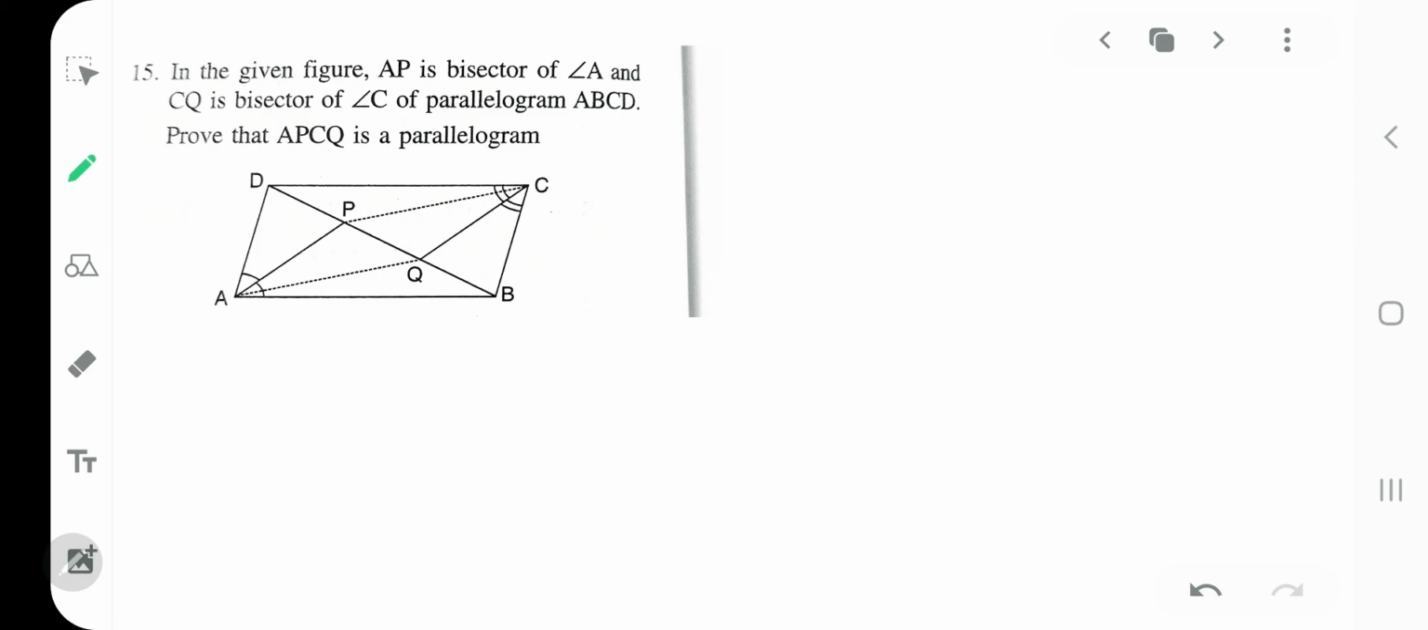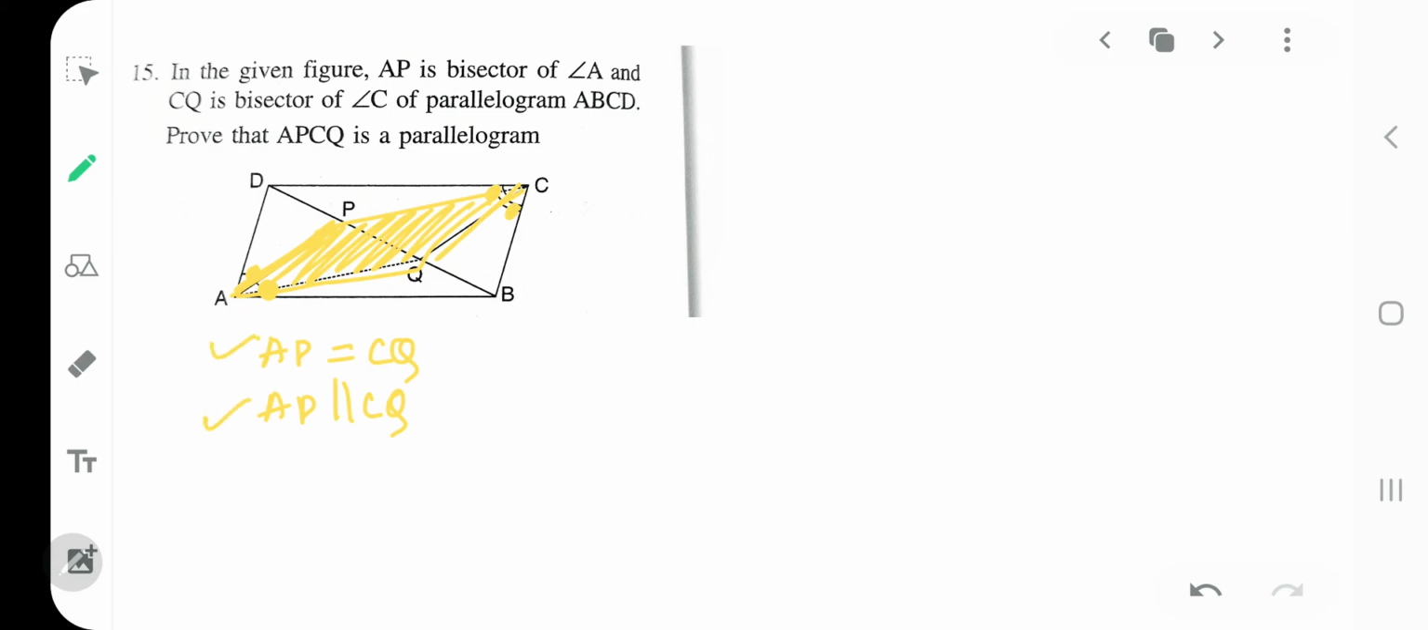In the given figure, AP is the bisector of angle A. So this angle is equal to this. And CQ is the bisector. This CQ is the bisector. So this angle is equal too. So AP and CQ are bisectors. You have to prove that APCQ is a parallelogram. That means this part is a parallelogram. So for that, if you prove that AP is equal to CQ, and also prove that AP is parallel to CQ, you will get APCQ a parallelogram. So you have to prove both these.